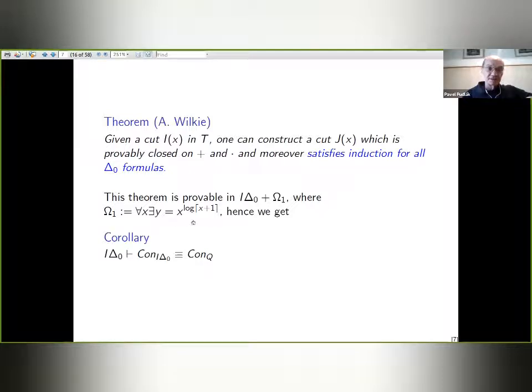This looks a bit strange, but if you take logarithms, then what you get is that the logarithm of y, which is the length of binary representation, is the square of the logarithm of x, which is the square of the length of x. And we need to have such an increase in order to formalize constructions that are polynomial time, but not linear time. So this is a very convenient axiom, but it's not very strong.